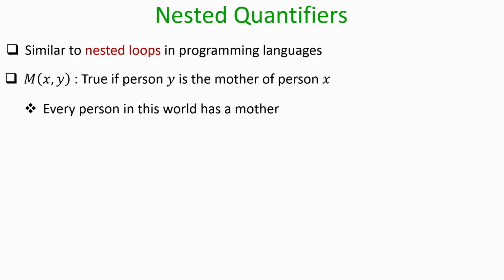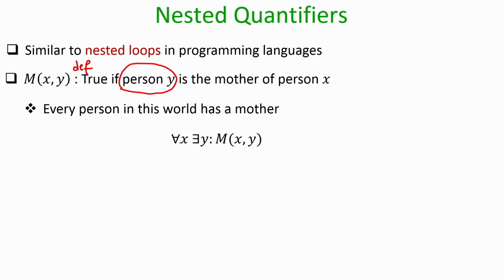Say the predicate M(x, y) is defined in such a way that it is true if person y is the mother of person x. Okay. That is the definition of the predicate M(x, y), and I want to represent a statement that every person in this world has a mother. My claim is that this can be represented by this expression: for all x there exists y such that M(x, y) is true, and this is an example of nested quantification, right.